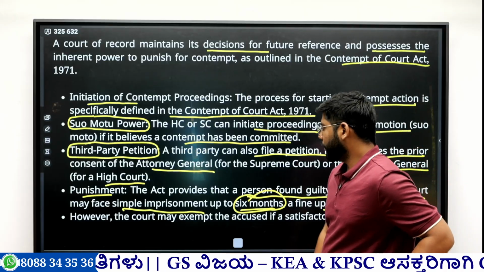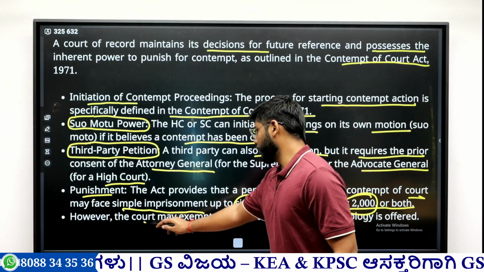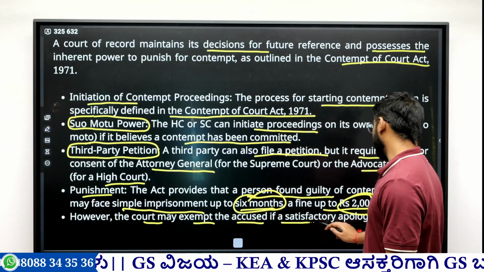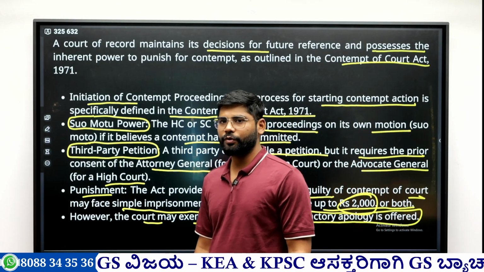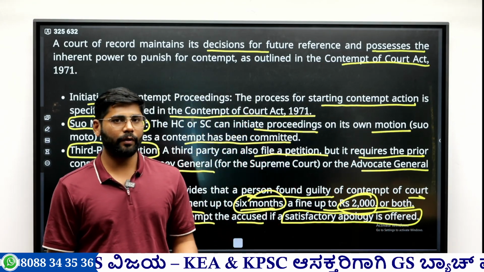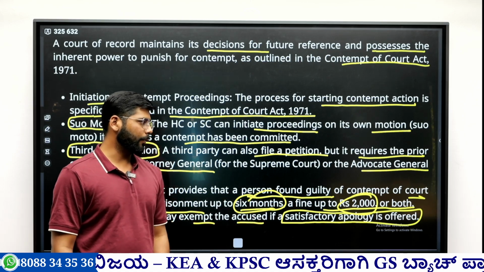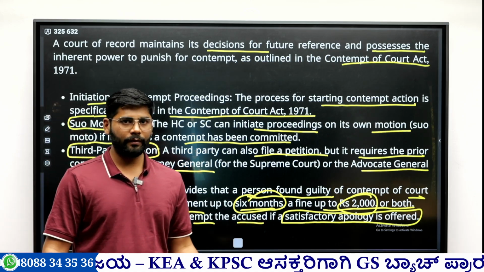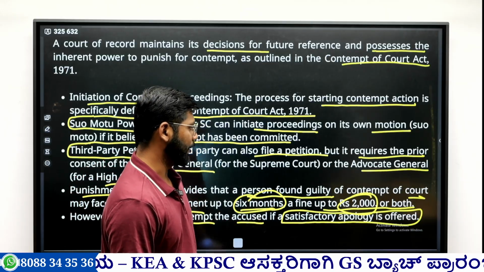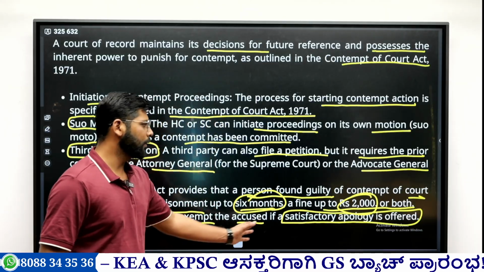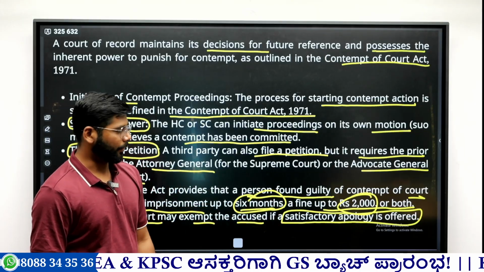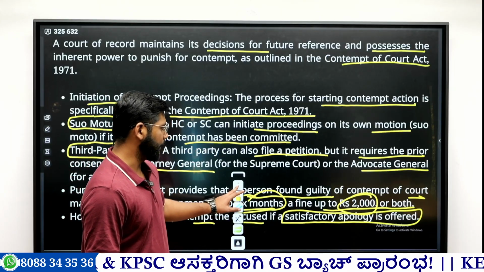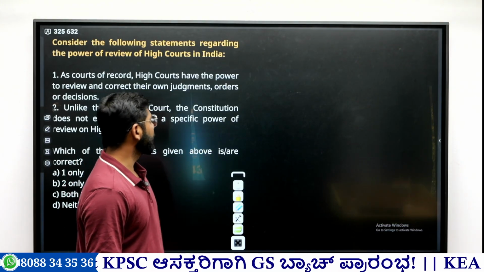Okay. So there is a power that the court may exempt the accused if a satisfactory apology is offered. So if satisfied, the court will give you a chance to apologize for that. If you give a satisfactory apology, then you will be exempted from this punishment. So this is the important thing. The last one is very important, that the court has power to exempt also, provided you apologize for that. Then next question.